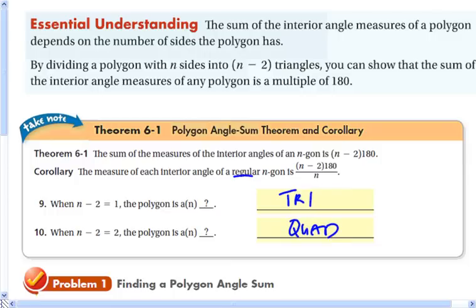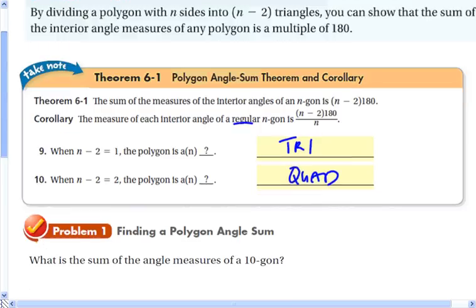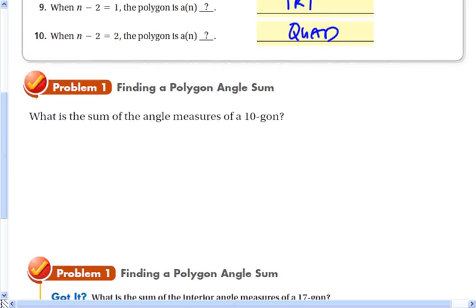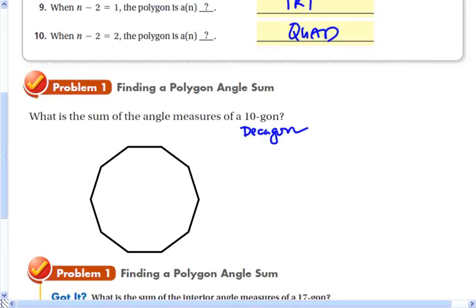All right, finding the polygon angle sum. What is the sum of the angle measures of a ten-gon? I'm going to get a ten-gon up here, otherwise known as a decagon. All right, it says we want the sum of the angle measures.